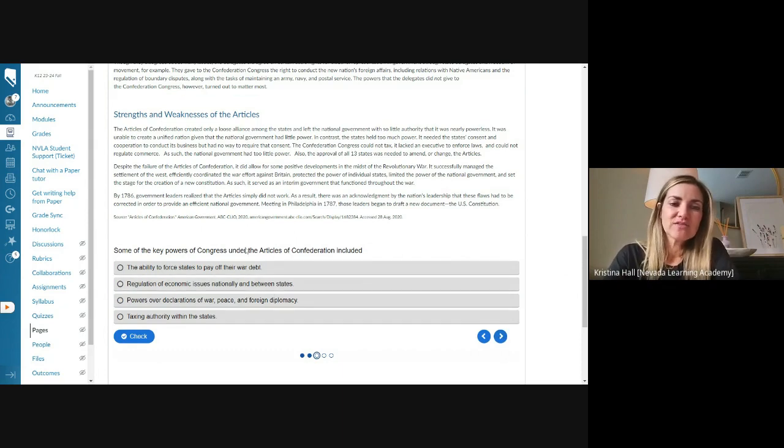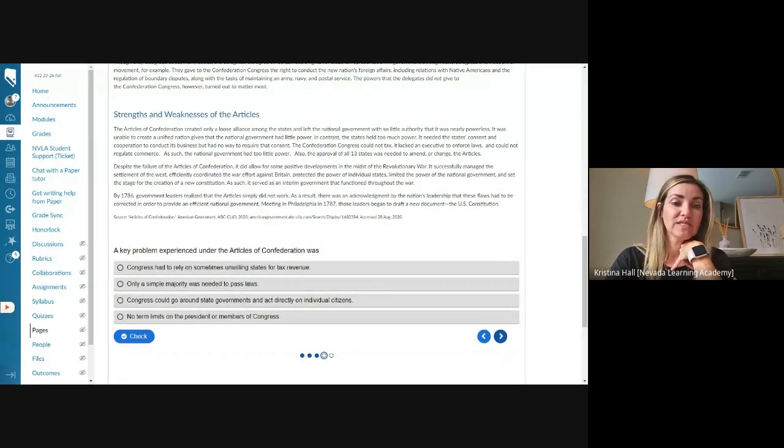Some of the key powers of Congress under the Articles of Confederation include the ability to declare war, peace, and peace treaties, and foreign diplomacy. Okay, so the federal government was empowered in the Articles of Confederation to negotiate on behalf of the states.